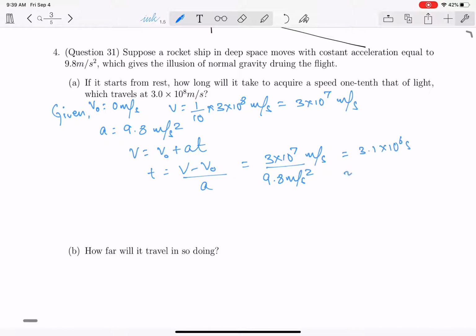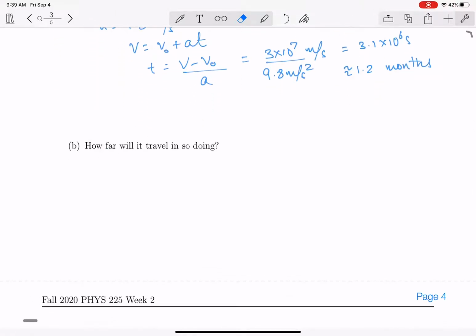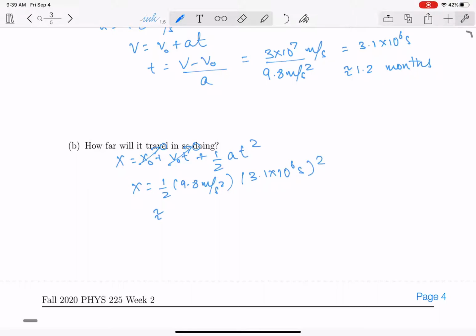Six seconds, which is approximately 1.2 months. How far will it travel? So we have this equation, x equals x initial plus v initial t plus 1/2 at squared. x initial is 0 and v initial is 0, so x equals 1/2 times 9.8 meters per second squared times 3.1 times 10 to the power 6 seconds squared, which gives you approximately 4.6 times 10 to the power 13 meters.